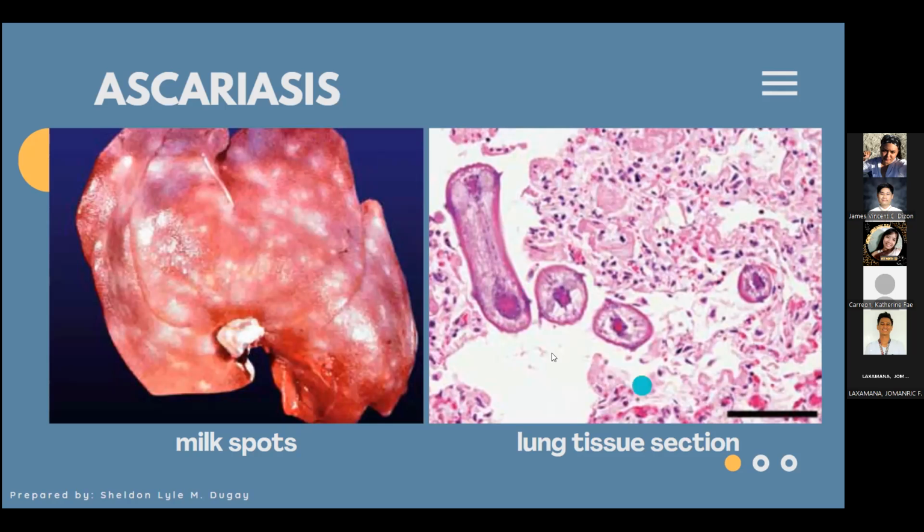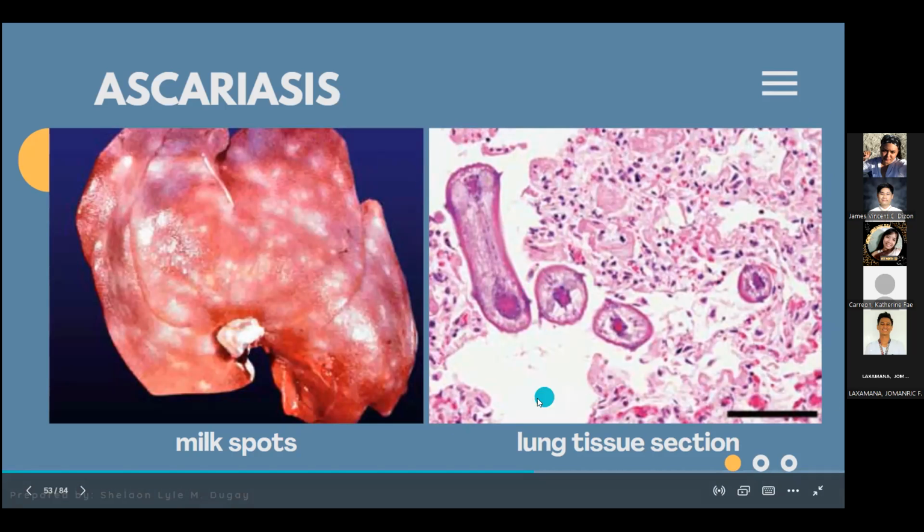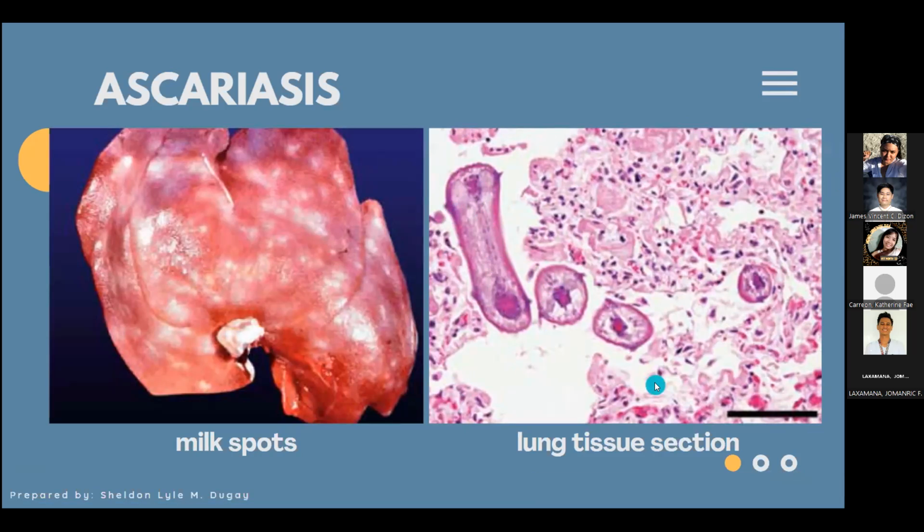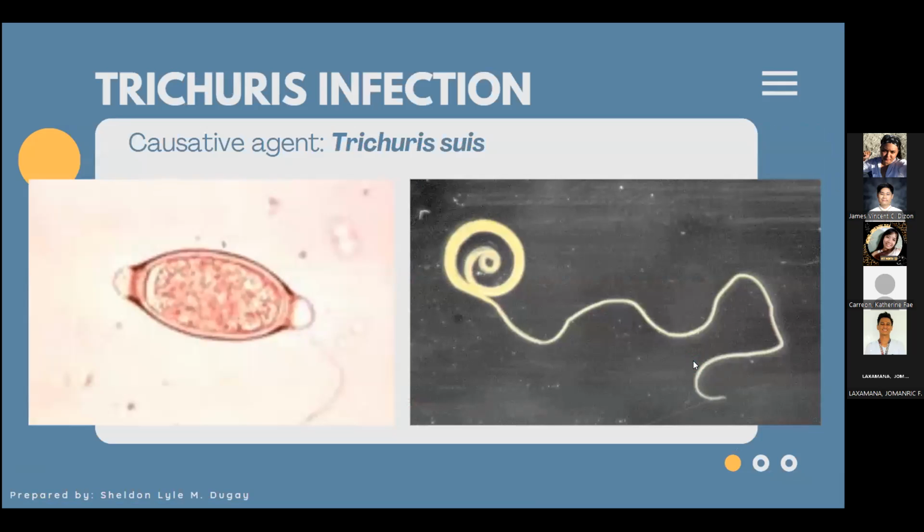Tapos ito naman yung lung tissue section. Kapag minsan kasi napupunta sila bukod sa intestine, pumupunta sila sa lungs. Ayan. Next is trichuris infection. Causative agent is Trichuris suis.